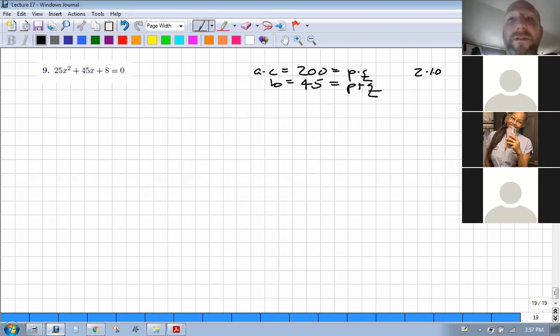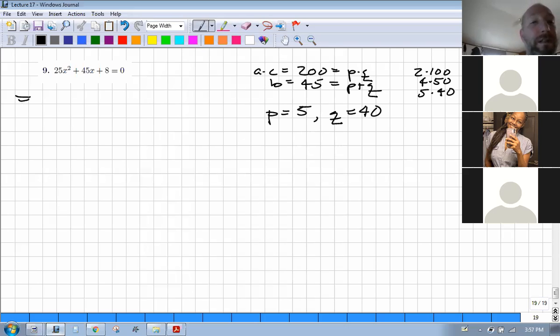2 times 100 doesn't work. Let's see, 200, is it divisible by 3? No. It is divisible by 4. It'd be a 4 times 50, right? That doesn't work. Those add to give us 54. So if we divide it by 5, we got 5 times 40. Those work. They add to be 45. So let's let P be 5 and Q be 40. So we'll rewrite this 45x as a 5x plus a 40x.